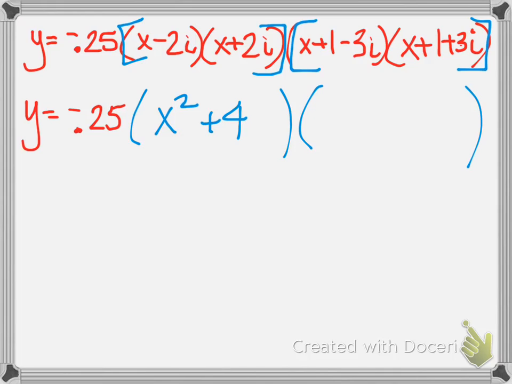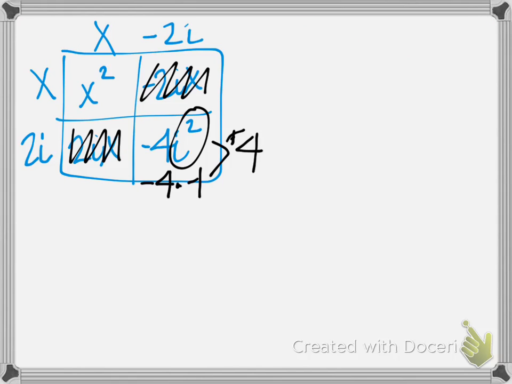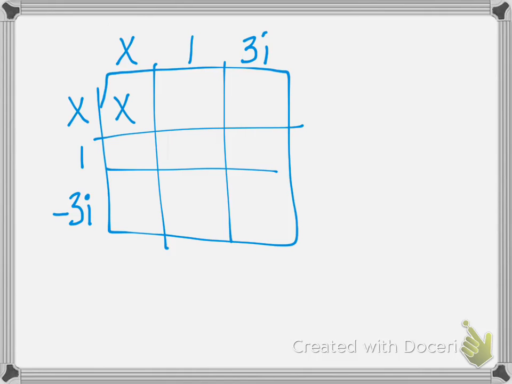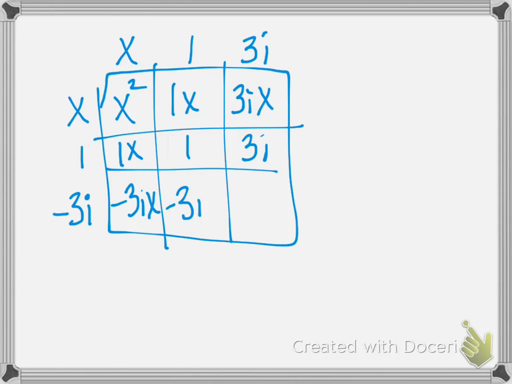Now I have to do the second bracket, which is a little bit more complicated because it's a 3 by 3. So that one, I just might as well erase this. Again, you know me by now, I work fast, so pause as needed. So this was an x, a positive 1, and a positive 3i, an x, a positive 1, and a negative 3i. And so we get x squared, 1x, 3ix, 1x, 1, 3i, negative 3ix, negative 3i, and negative 9i squared.